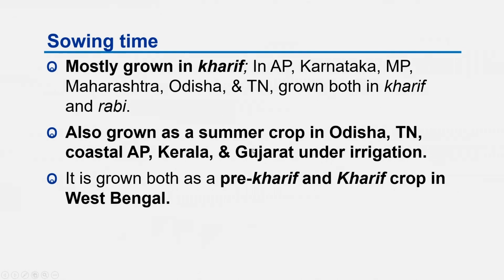Now we come to the sowing time. The ideal time of sowing is important. Mostly grown in Kharif in Andhra Pradesh, Karnataka, Madhya Pradesh, Maharashtra, Odisha and Tamil Nadu, grown both in Kharif and Rabi season. Also grown as a summer crop in Odisha, Tamil Nadu, coastal Andhra Pradesh, Kerala and Gujarat under irrigation. It is grown both as a pre-Kharif and Kharif crop in West Bengal.